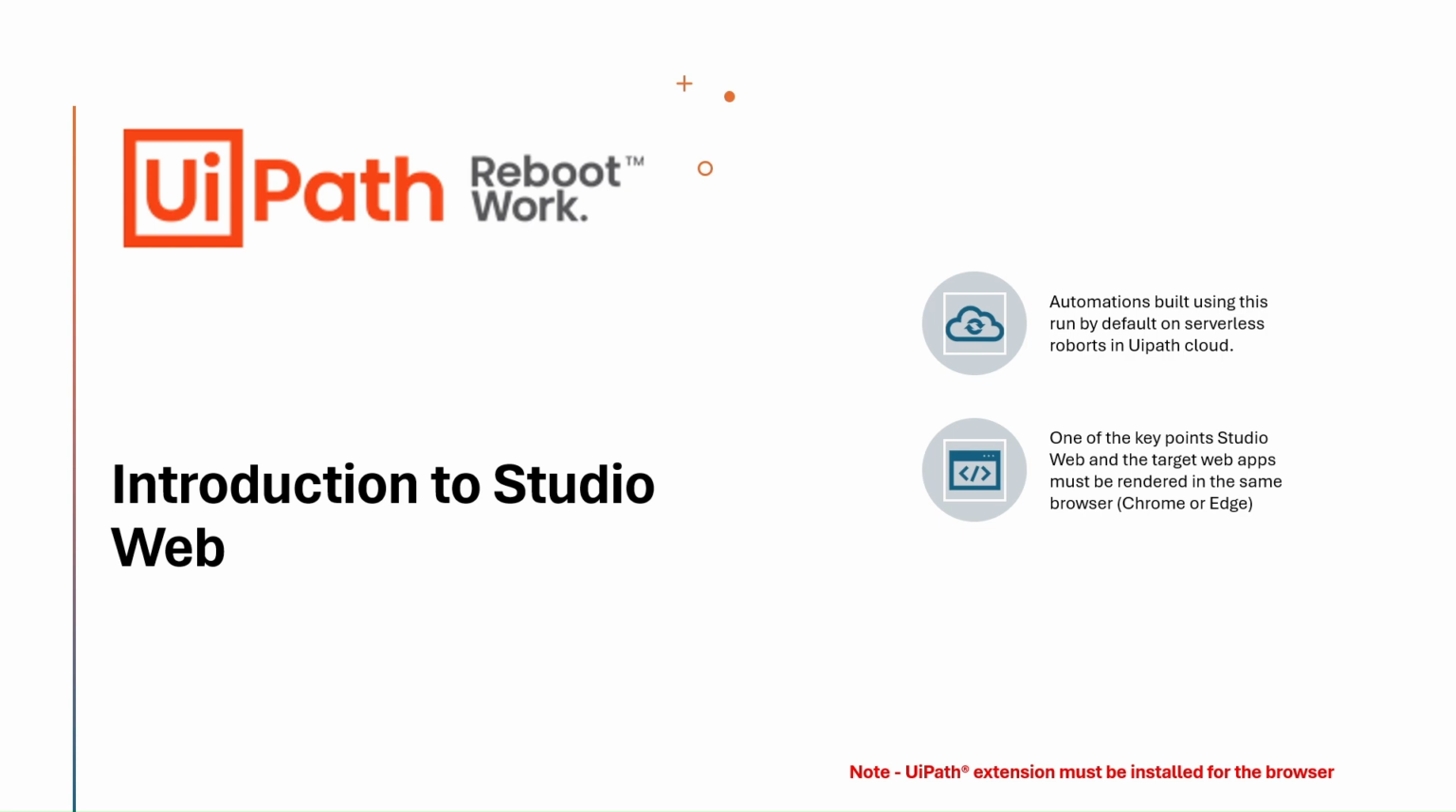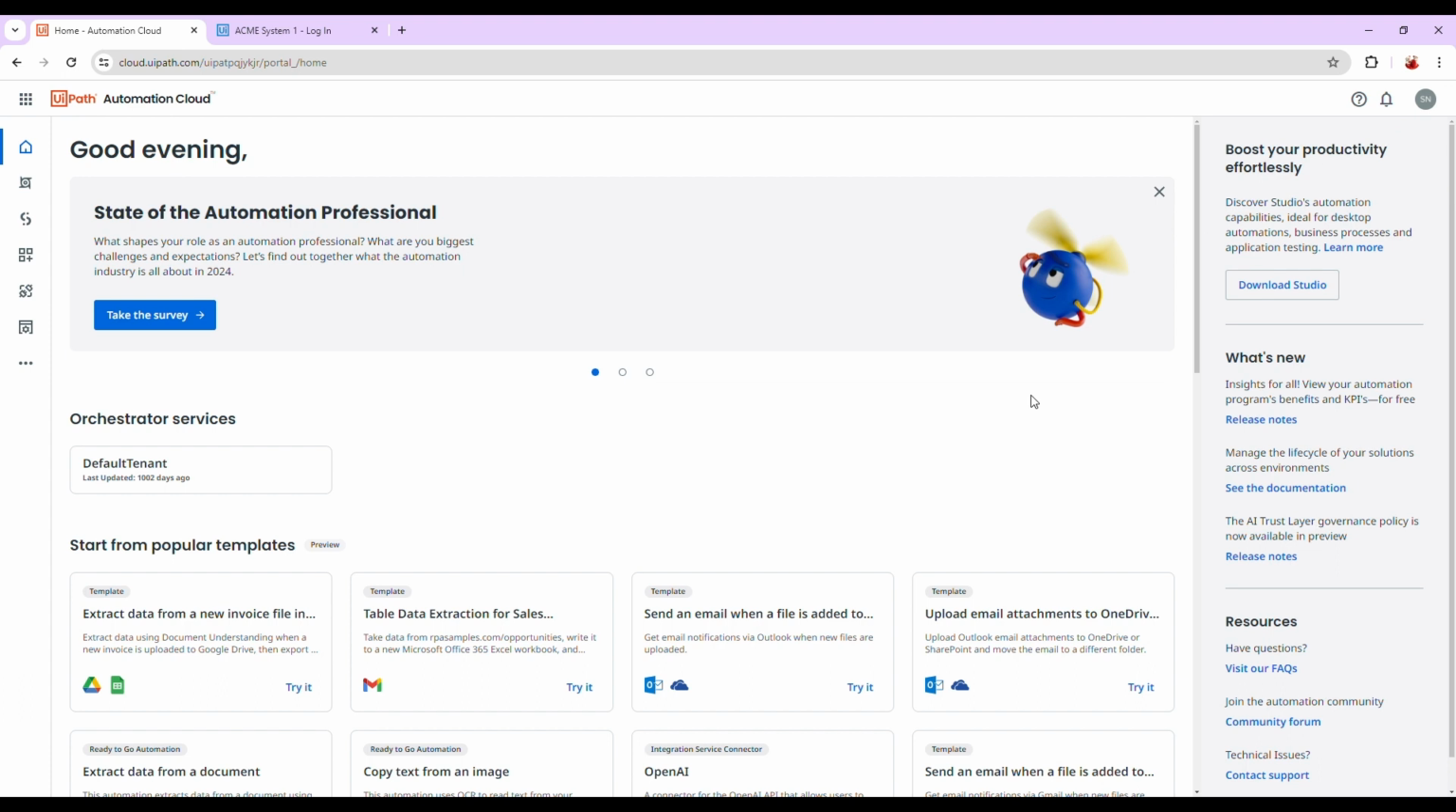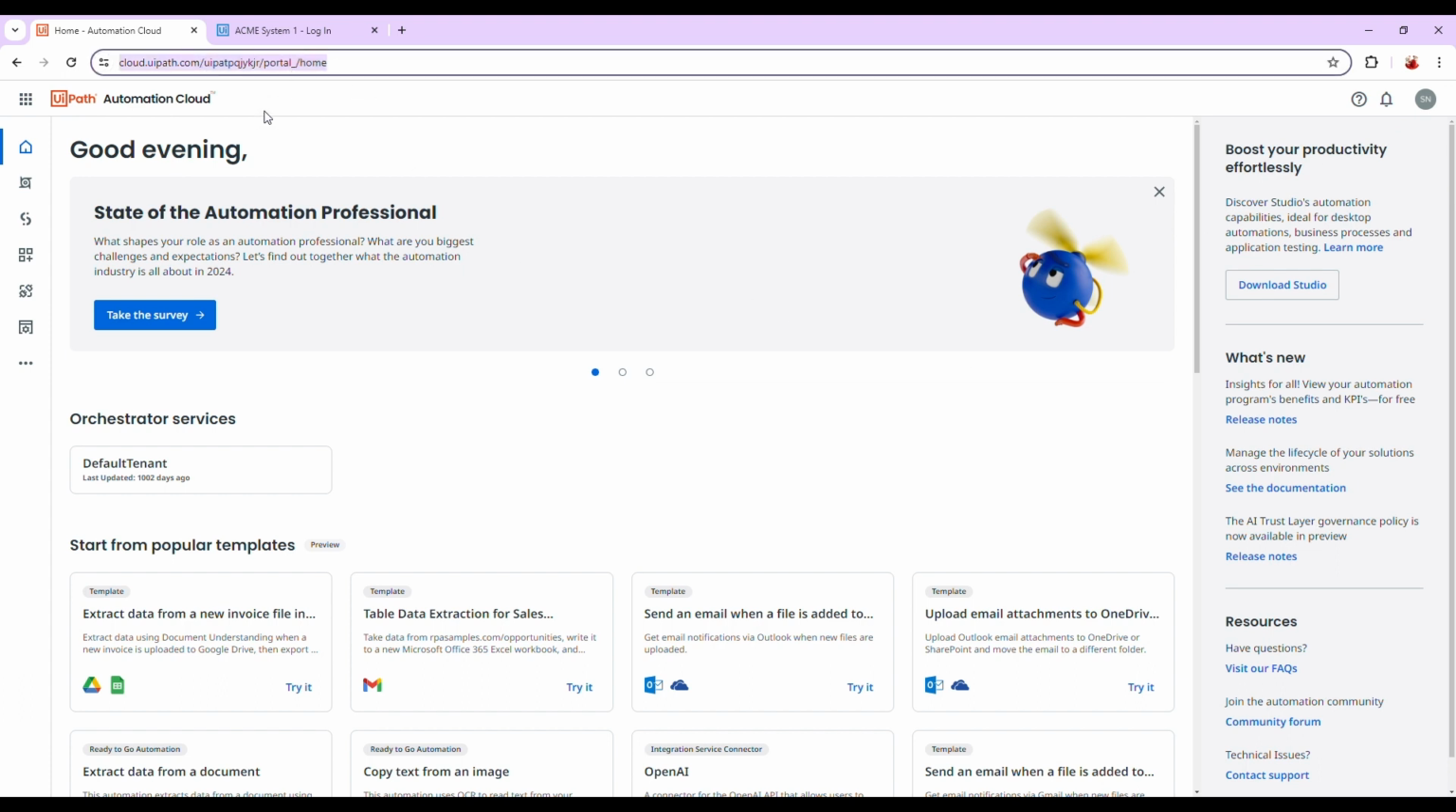Now let's quickly go through a use case implementation. Let's log into UiPath Cloud. You can see I have logged into UiPath Cloud, and on the left side we have various options available. Normally people click on Orchestrator, but here there is another option available, which is UiPath Studio. You can see the Studio icon is present here.